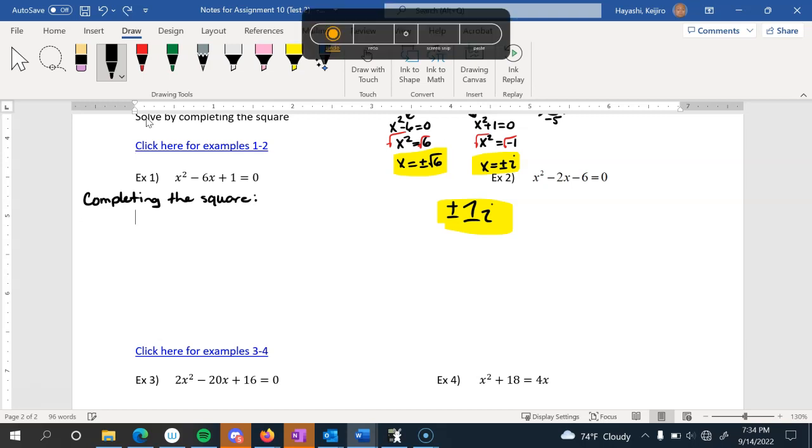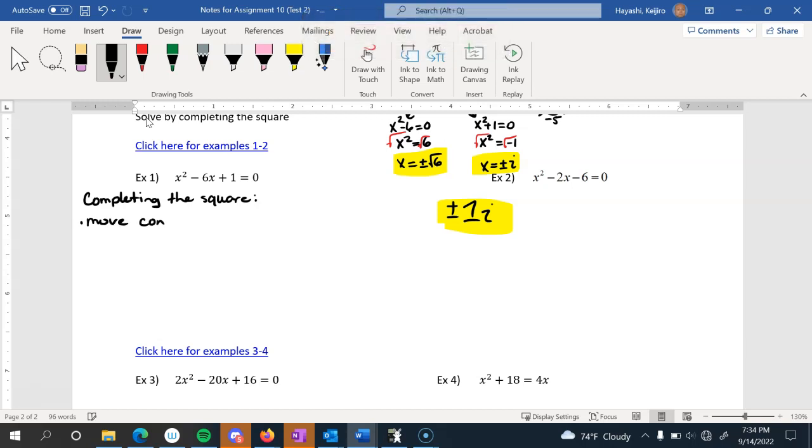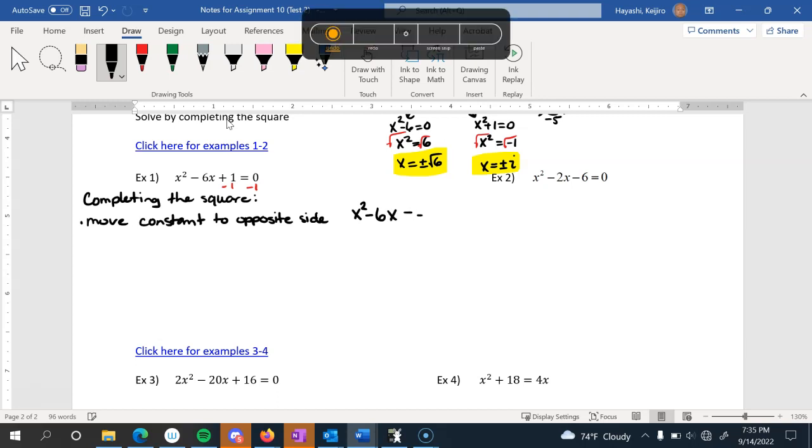So for completing the square, you want to move the constant to the opposite side from everything else. In this case, we're going to subtract 1 from both sides. It's going to give us x squared minus 6x equals negative 1.